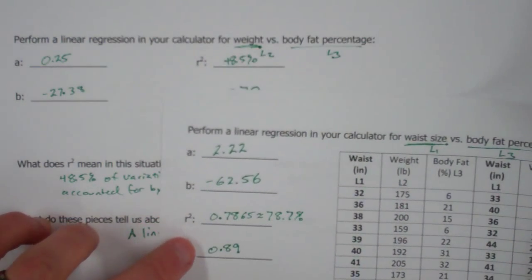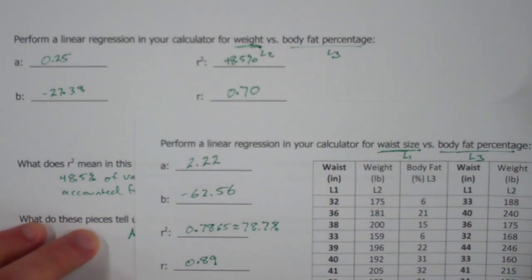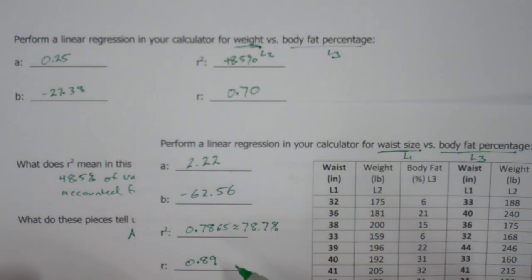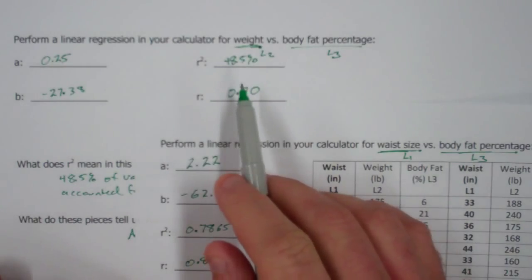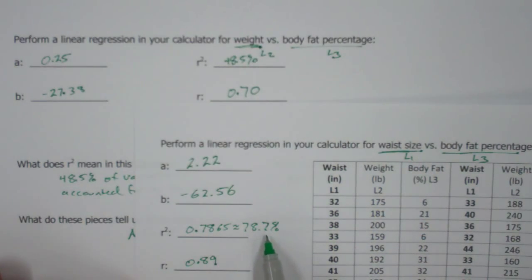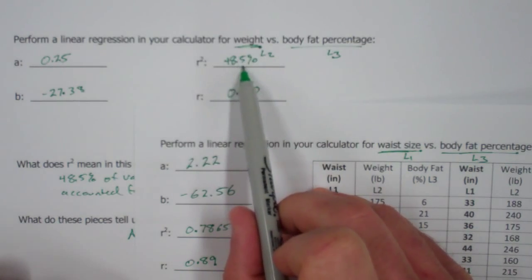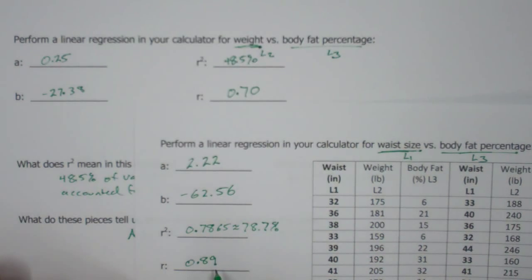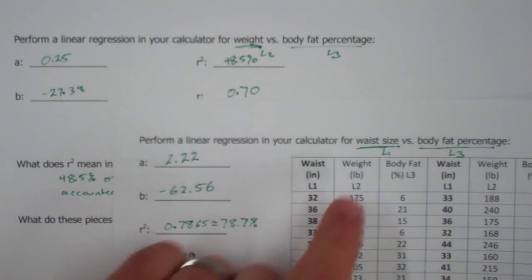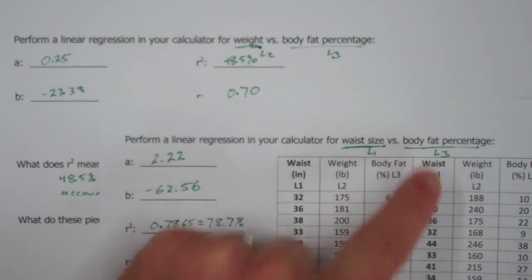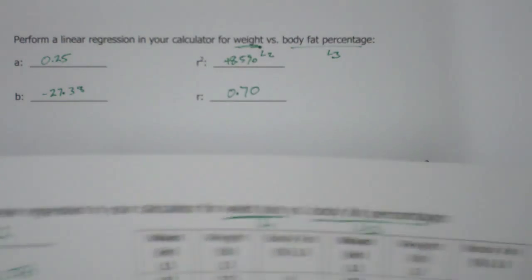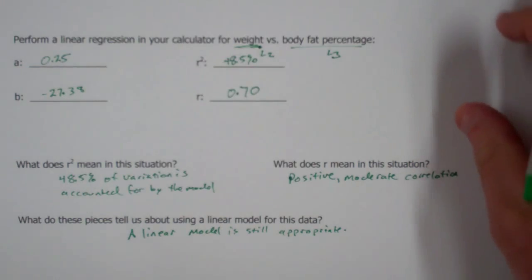So if we look here, hope you can see that there. Let's see, that should be good. Yep, you can barely see the R down there. So anyways, for the first one, R squared was 78.7%. For the second one, it's only 48.5%. Also, R is 0.89 for the first one and 0.7 for the second one. So it seems like waist size and body fat percentage are more correlated than the other one.